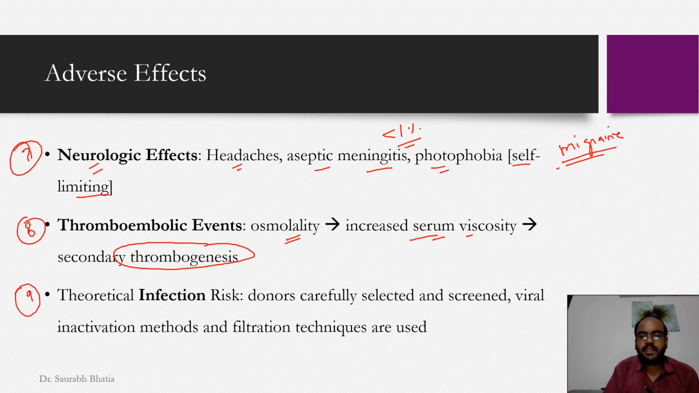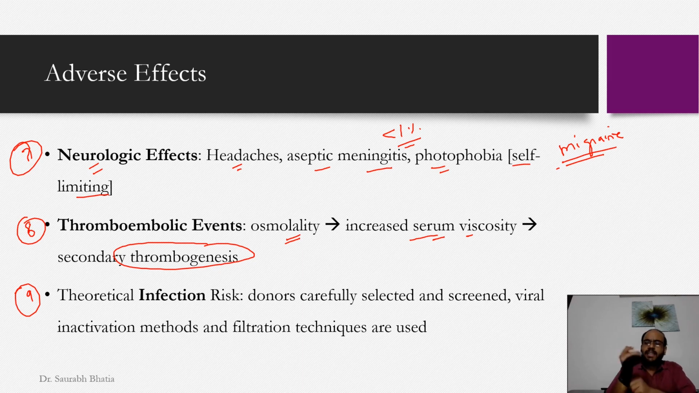Theoretical infection risk. Now remember that you have more than 1,000 volunteers, more than 1,000 healthy donors coming together and giving a part of their blood. And if one of them could be infected by a blood-borne infection, namely HIV, Hep B, Hep C. So the current mechanism by which IVIg is formed, the donors are very carefully selected and screened. They are tested beforehand if they are carrying any infections before taking immunoglobulins from them.